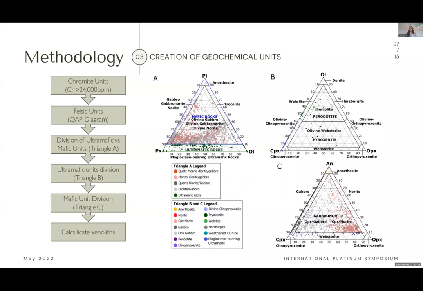Then the mafic units were classified based on the anorthosite-clinopyroxene-orthopyroxene triangle, triangle C. And lastly, we did the calc-silicate xenoliths, which were divided based on their high calcium oxide value in comparison to the end members anorthite and diopside on the calcium-oxygen-magnesium graph.